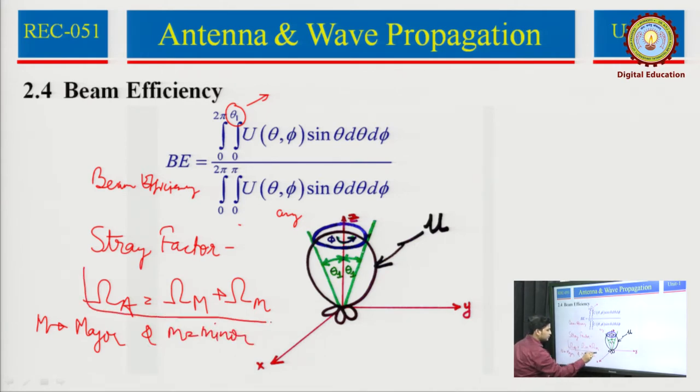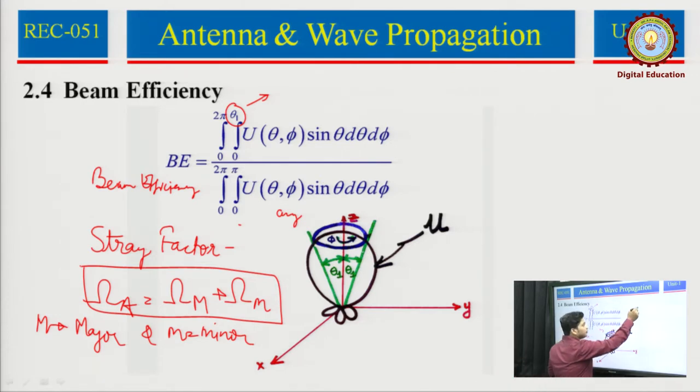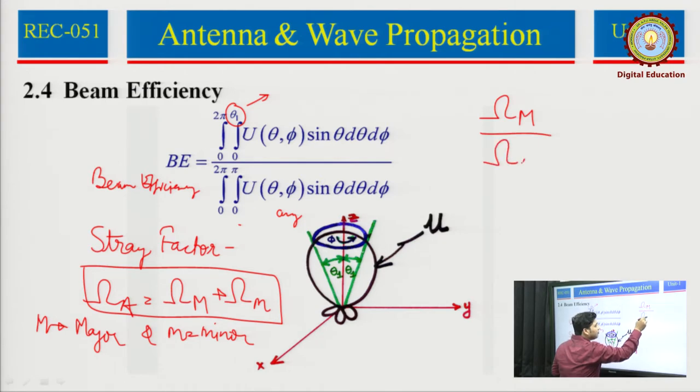So, this is the condition. The sum of major beam area and minor beam area is the total beam area, which we have labeled. So, the ratio of major beam area to the total available area is beam efficiency. This is one more definition. The ratio of major lobe area to the total area is nothing but beam efficiency.